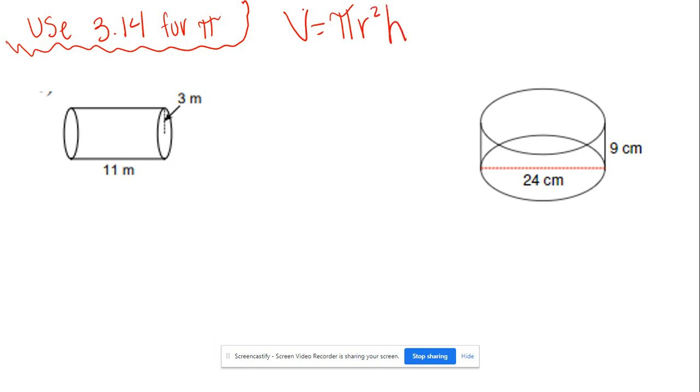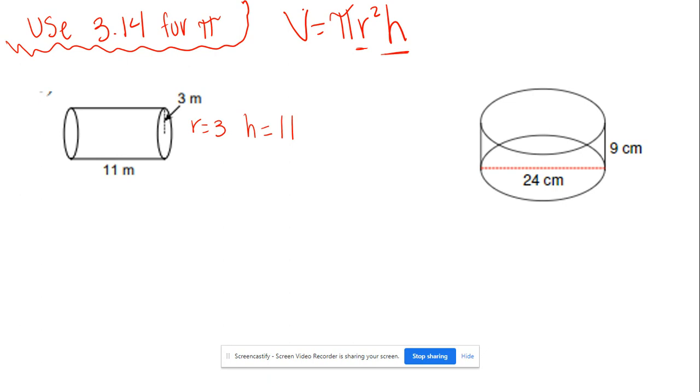So what I'm going to do here is I'm going to identify what my r and what my height is. Now my radius, remember, is with my circle. This is not with a circle. My circle's right here, and it's halfway through. Okay, so I know my r equals 3, and my h equals 11.